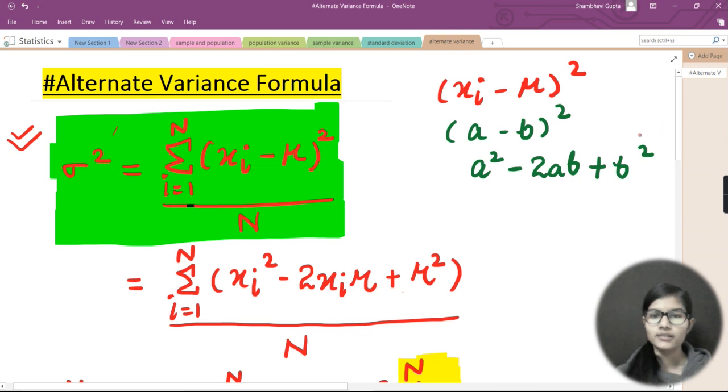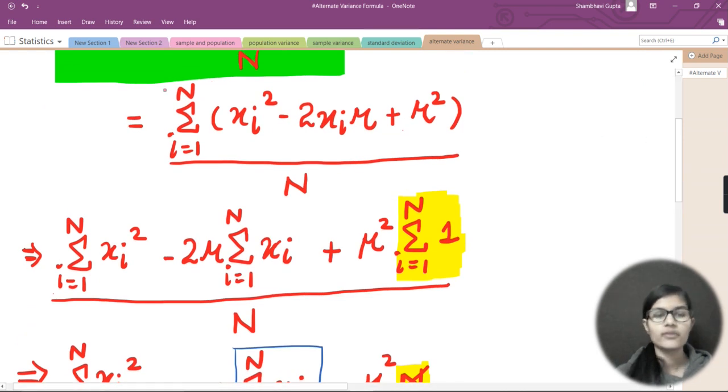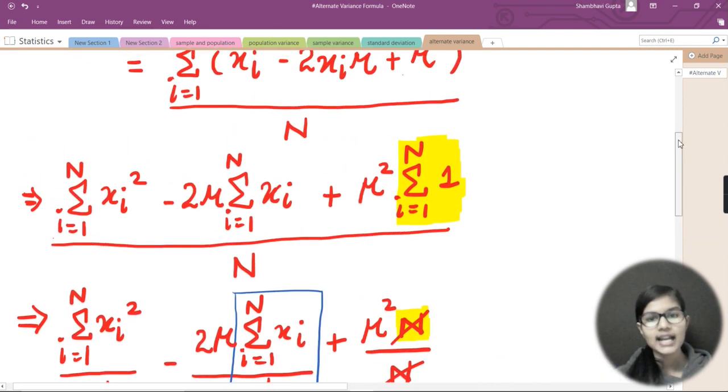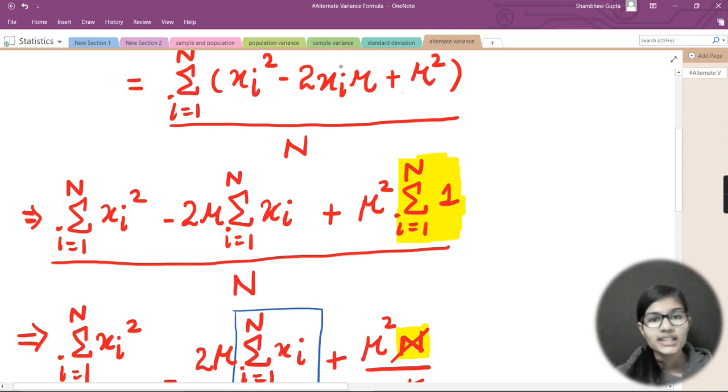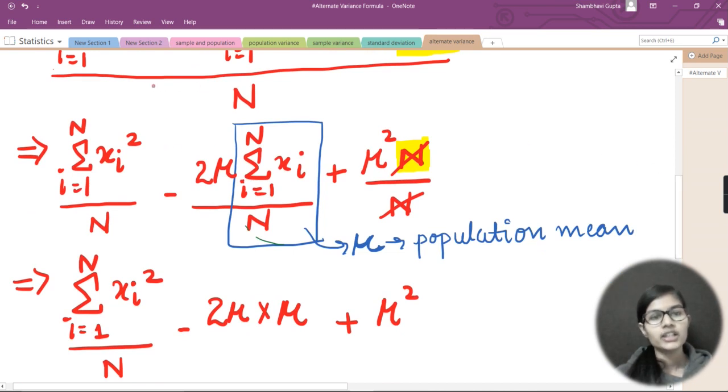After that what I did, I simply opened this xi minus mu whole square. It is in the form of a minus b whole square. So I simply wrote the formula here, and we opened this and made it in the form of xi square minus 2 xi mu plus mu square. Then I split all the terms. So I split this summation for each and every term, and I added that sigma everywhere. After that I divided each and every term separately by n, here same and here same.